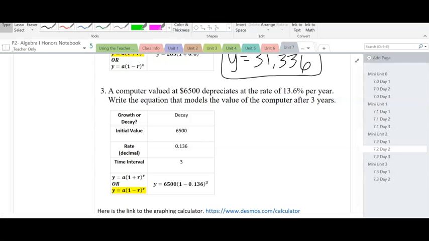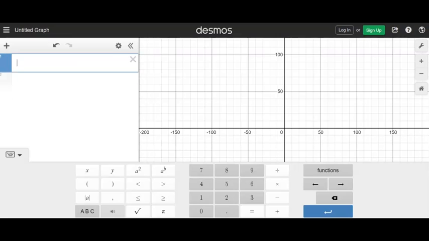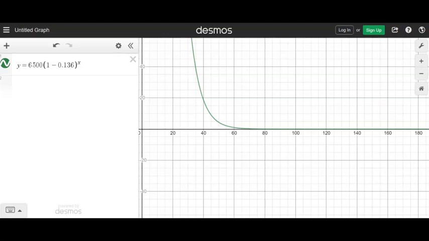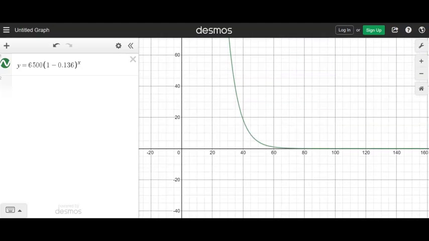So I go back to Desmos, and again, I'm going to plug it in. We have y is equal to 6,500, 1, and now it's minus, because this was depreciating, minus 0.136. And for our exponent, again, I'm just going to put x to start. So look, we can see our graph. If I zoom in a little bit, you can see we are decreasing, which we know we should because we have decay here.